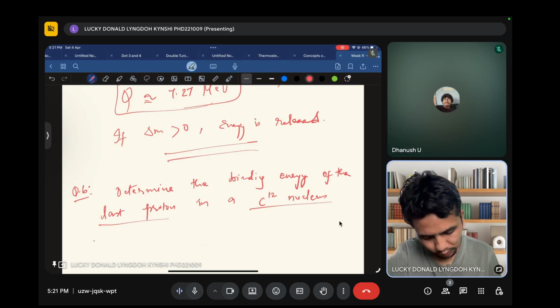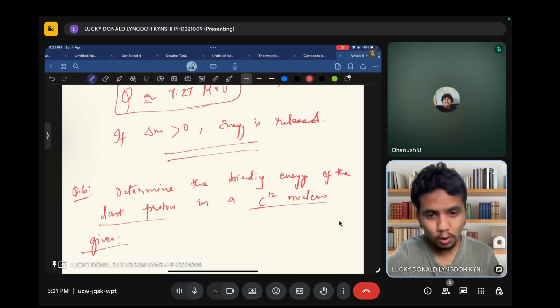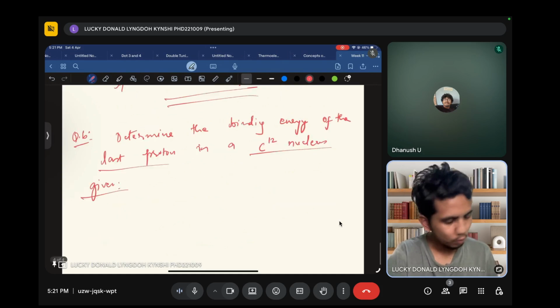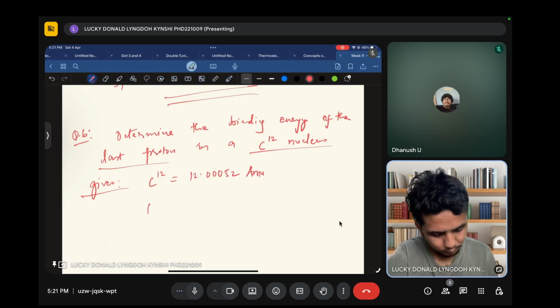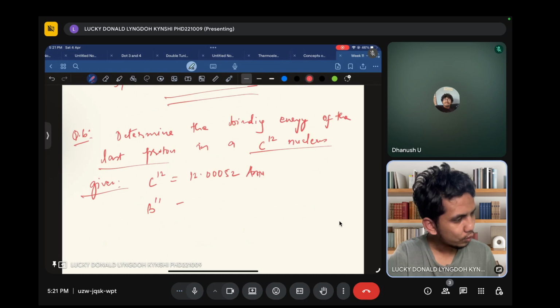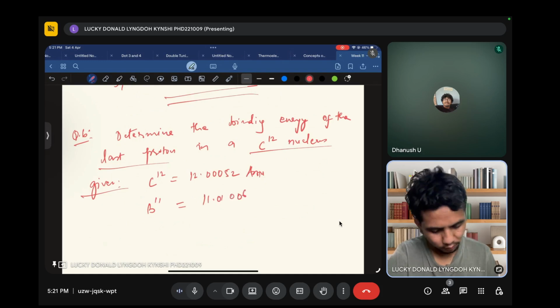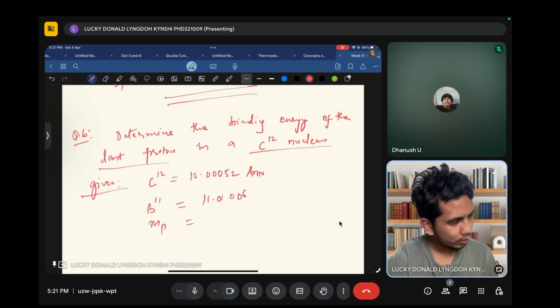It's also given to you: the mass of carbon-12 is 12.00052 AMU, atomic mass unit. Then B11 is equal to 11.01006, and the mass of the proton, MP, is equal to 1.00759 AMU.